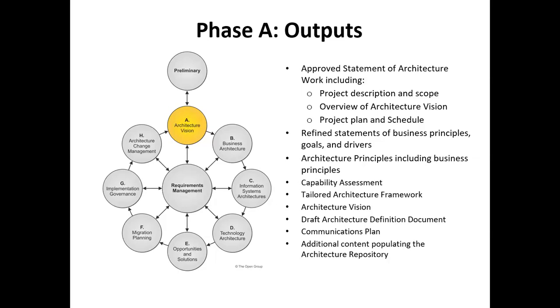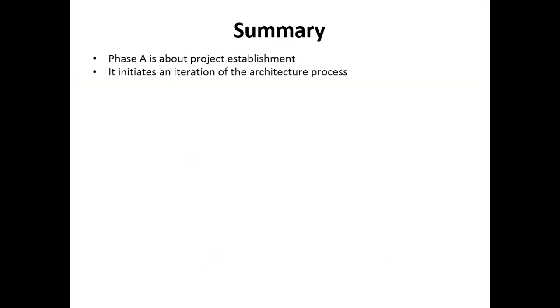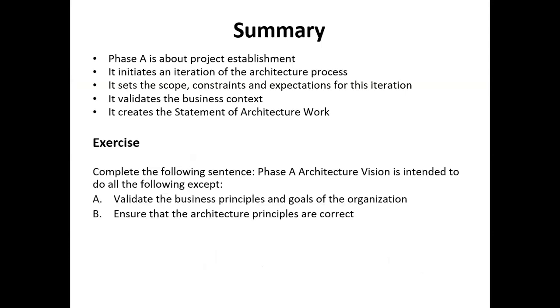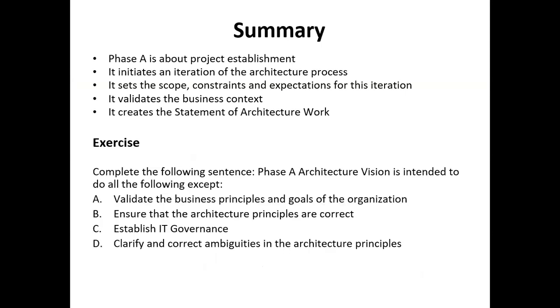Now, next one. Here we go. Summary. Have a look at the summary. Phase A is about project establishment. It initiates the iteration of the architectural process. It sets the scope, constraints, and expectations for the next iteration. It validates the business context. It creates the statement of architectural work.